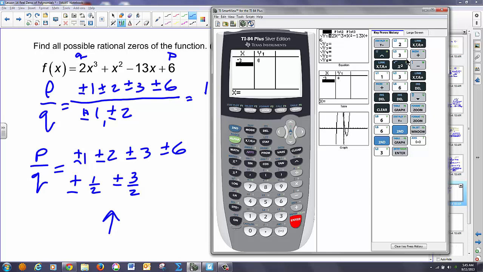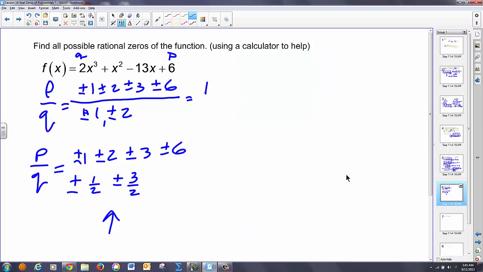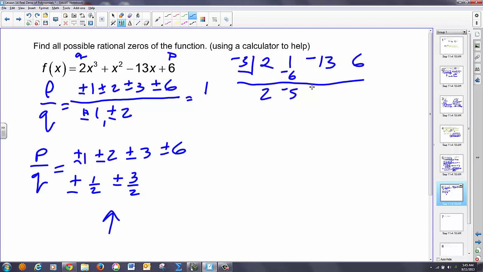Now here's the deal. I know -3 is going to work in synthetic division, but I need to know what's left after I divide by -3. So what I'm going to do is prove, first of all, that -3 was a root. And pop that in, do a little synthetic division. So I have 2, 1, -13, and 6. I get 2, -6, -5, 15, 2, -6, and 0. Now notice, this is 0, or a root, at -3.